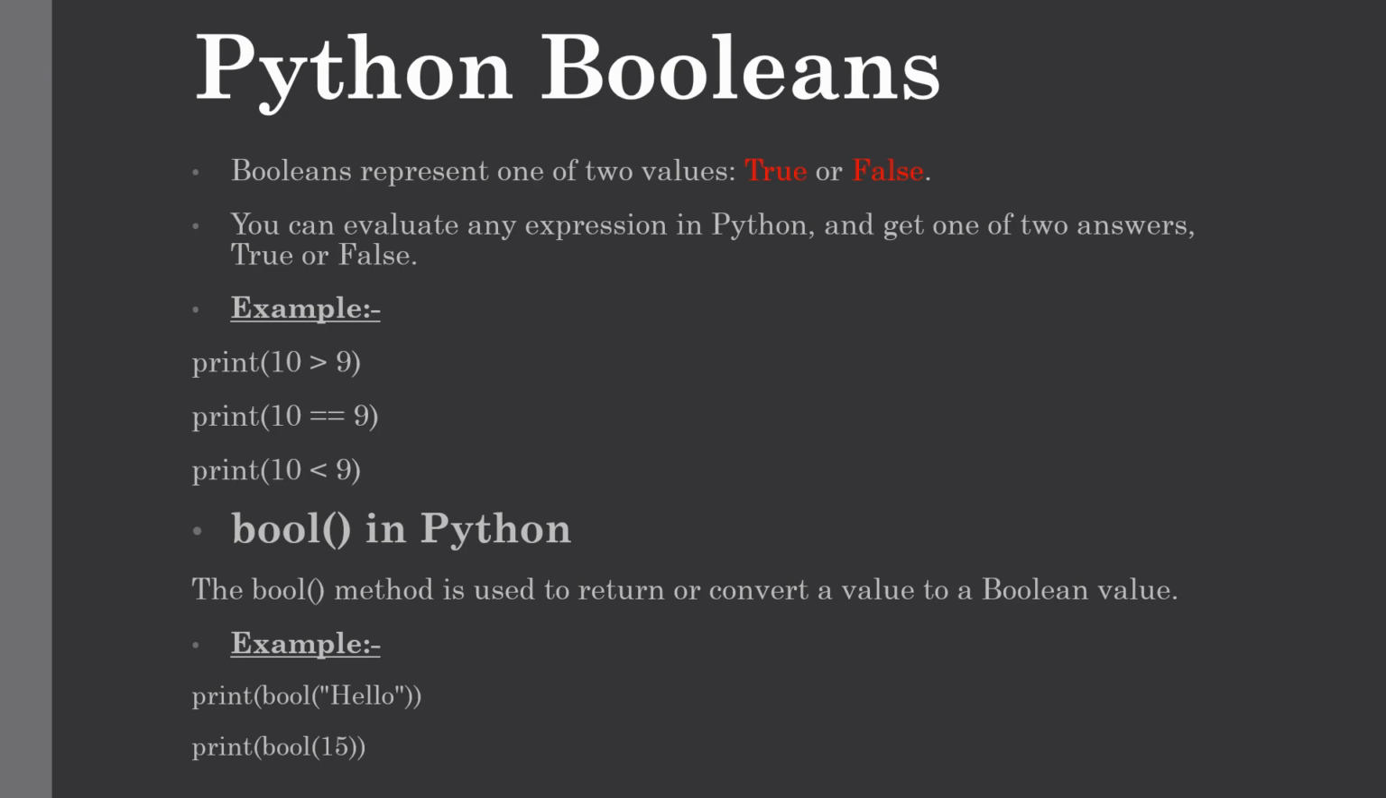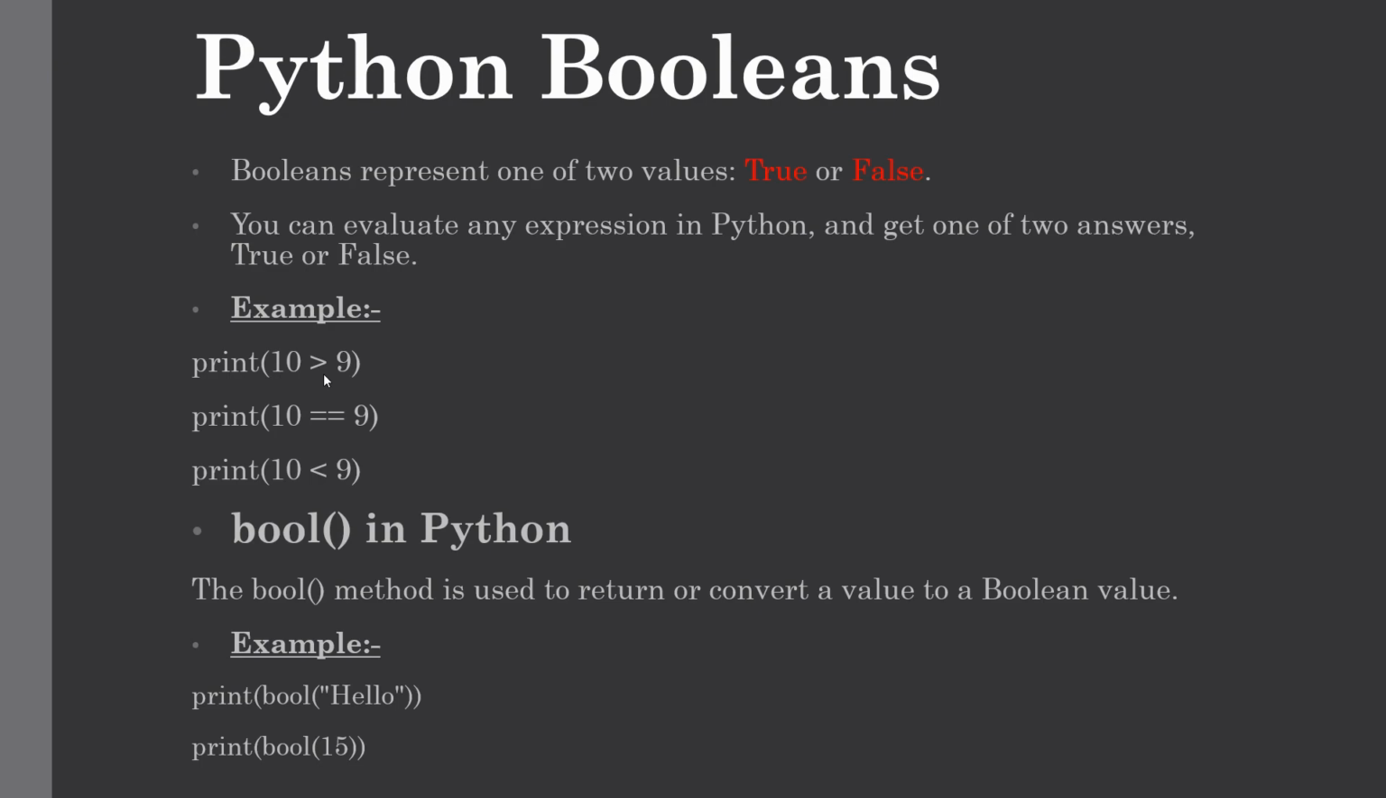In programming, you often need to know if an expression is true or false. So the Boolean represents one of two values, which are either true or false. We can also evaluate any expression and get one of these two answers. When we are comparing two values, the expression is evaluated and Python returns the Boolean answer. So here are some examples.